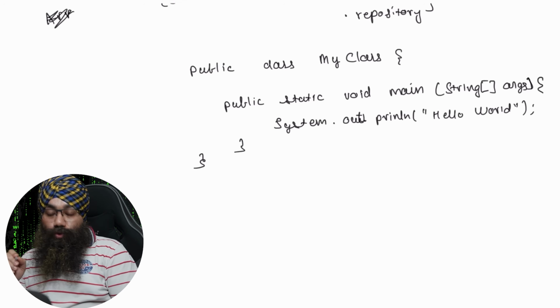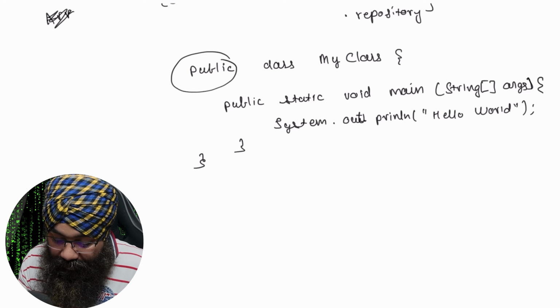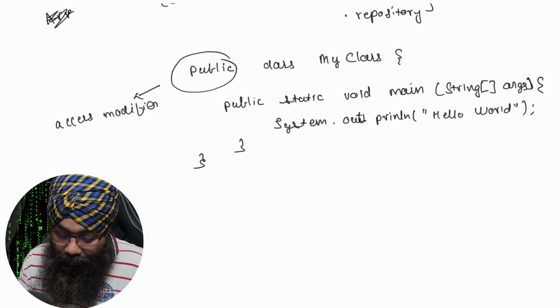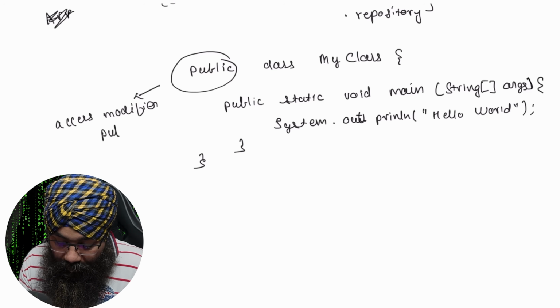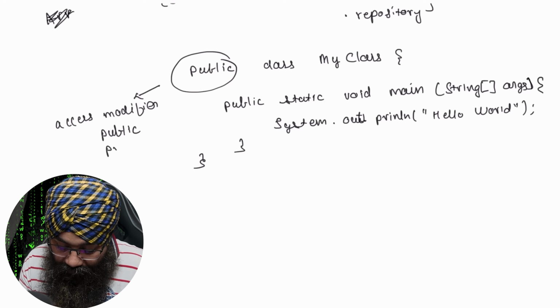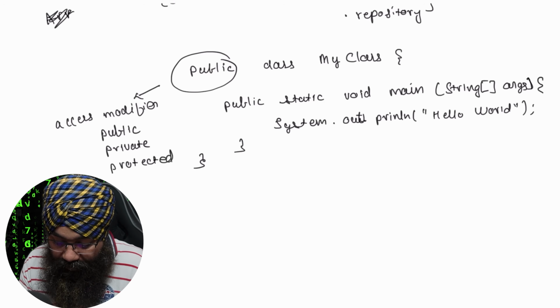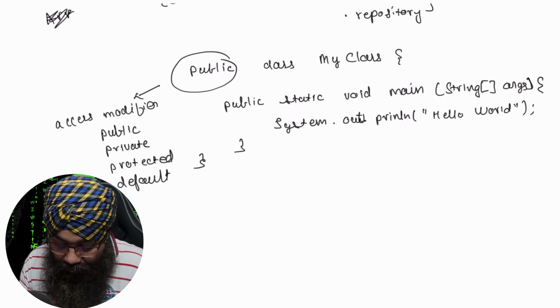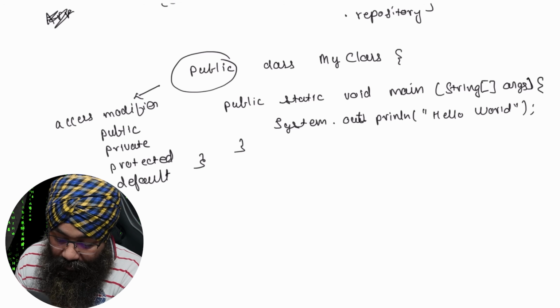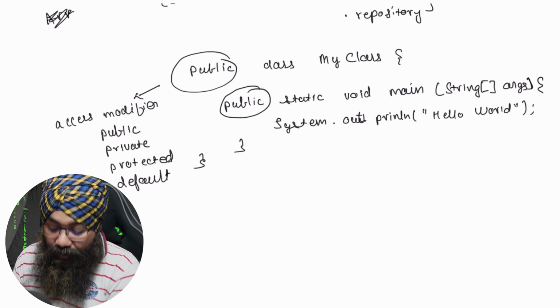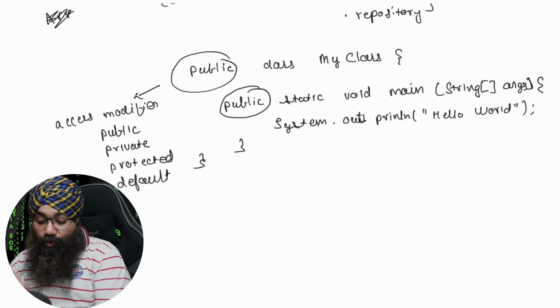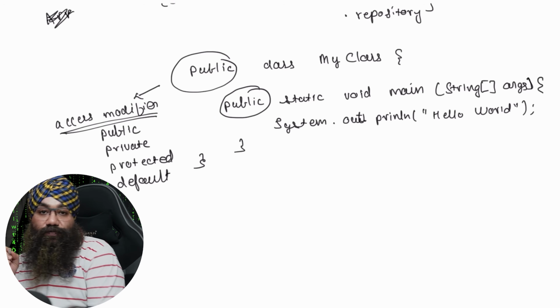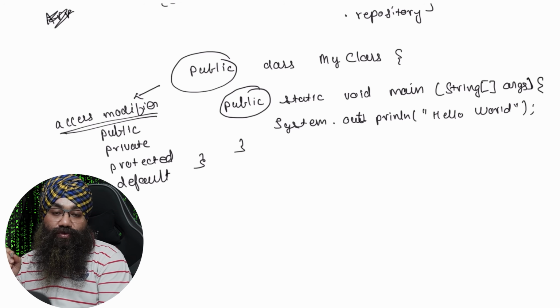Okay. So public is an access modifier. Okay. The other options are, so the first one is public, then we have private, then we have protected, and then we have default. Okay. So we can see that public is used here as well, and public is used at the method level as well. Okay. So access modifiers have different meaning when they are used at different levels.